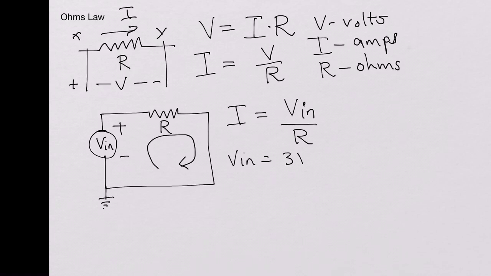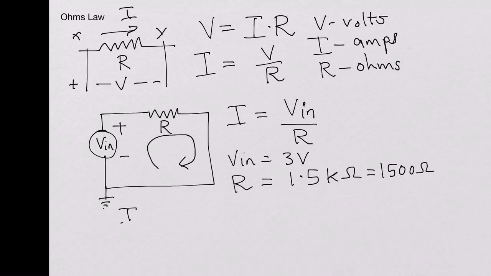So for example, say Vin is 3 volts and the resistor R is say 1.5 kilo ohms, or 1500 ohms. So the current I would be 3 volts divided by 1.5 kilo ohms, which would be 2 milliamps.